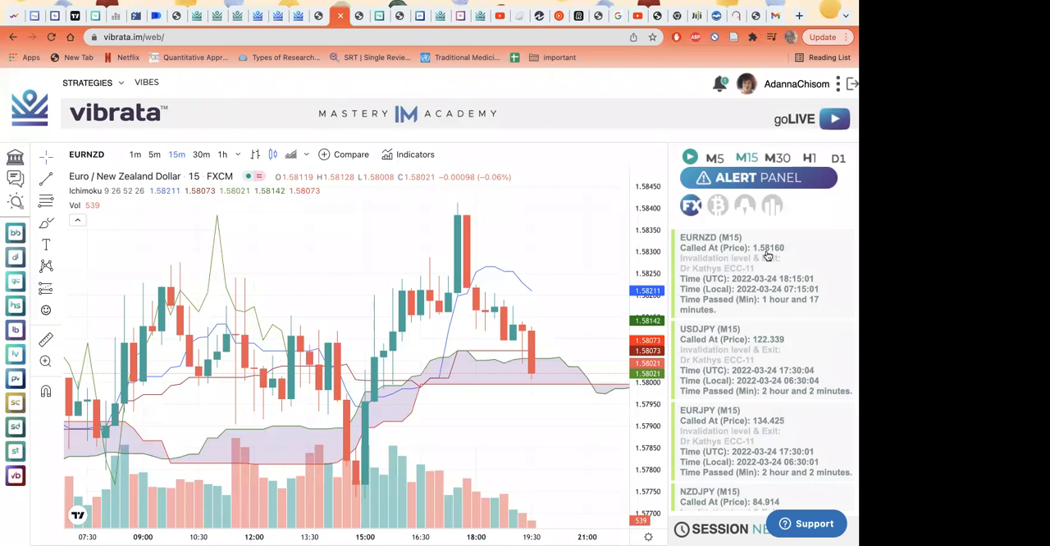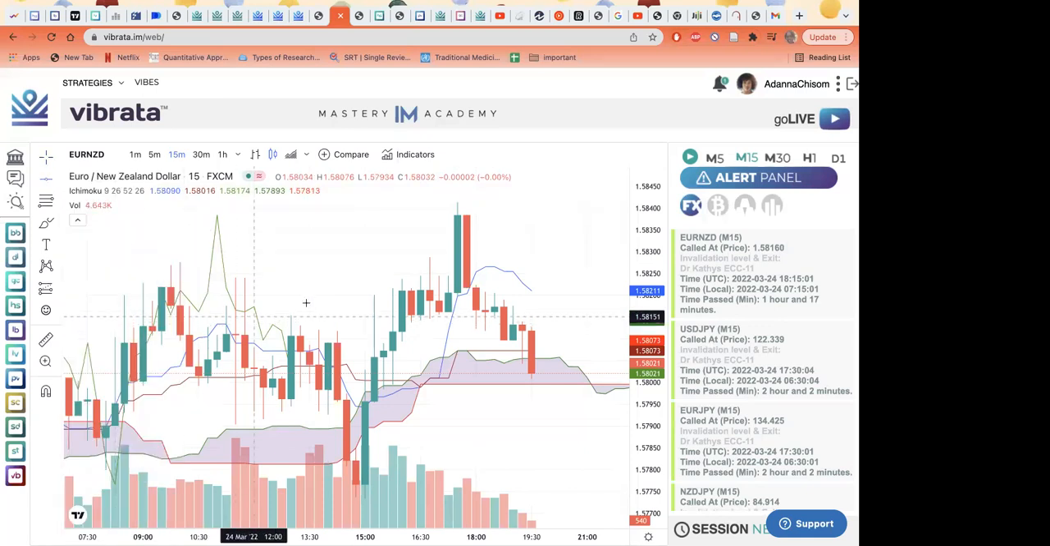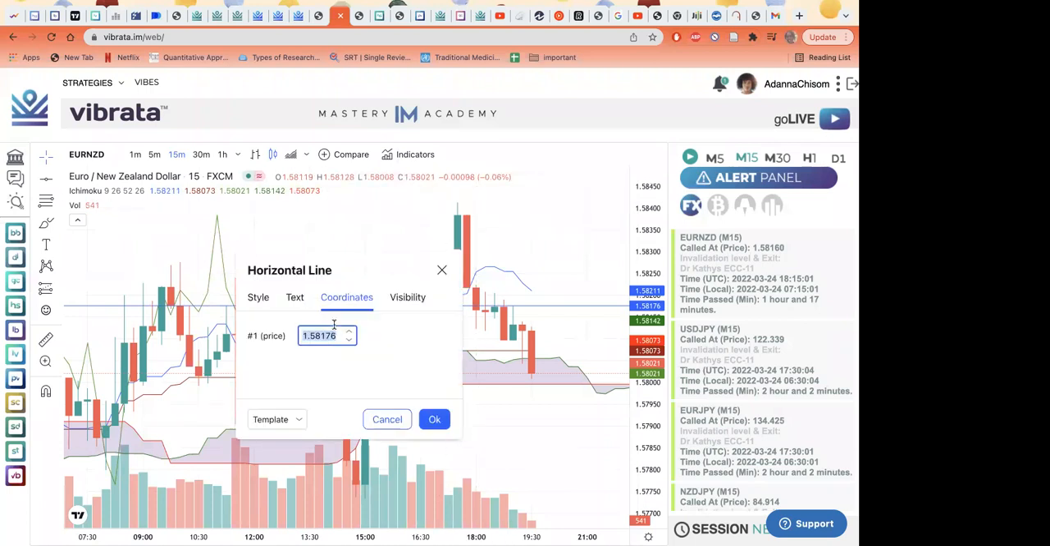And so the first thing we're going to do is to take note of the price, okay? So we do that and we draw a horizontal line. You could just place your horizontal line anywhere in the chart, and then you can go into your settings and change the coordinates.